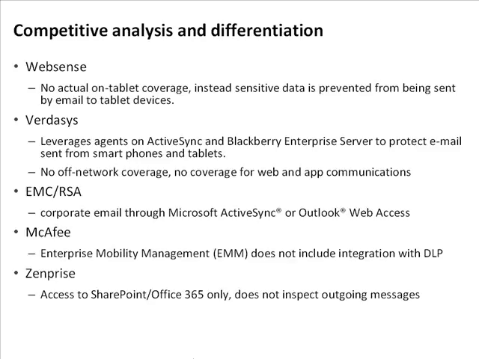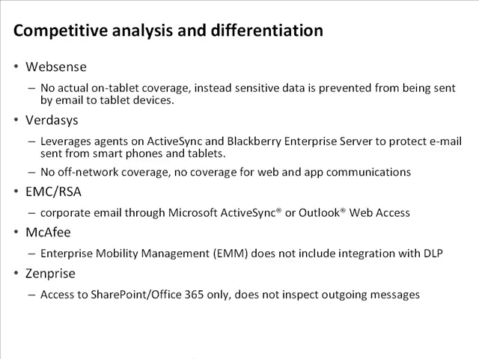Vericept, which we've been hearing a lot about of late, when you come to talking about tablet computer DLP, they're actually looking at the email, protecting email by leveraging agents on the ActiveSync and BlackBerry enterprise servers so that they're able to inspect the email that gets sent out from a tablet computer. The problem with that is there's no off-network coverage. So when one of these users is in a coffee shop or in an airport and using somebody else's network, there's no control over that.